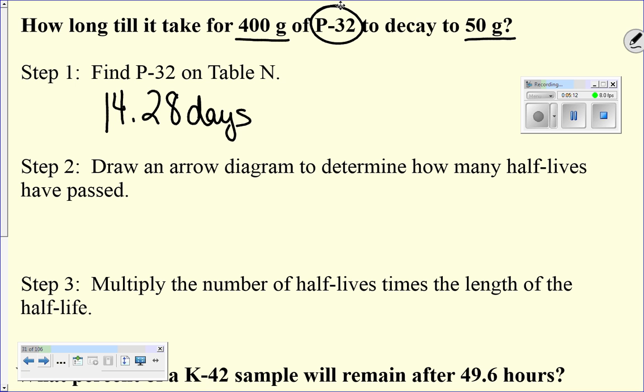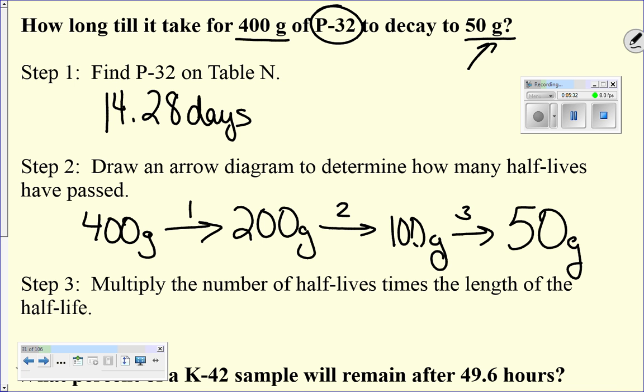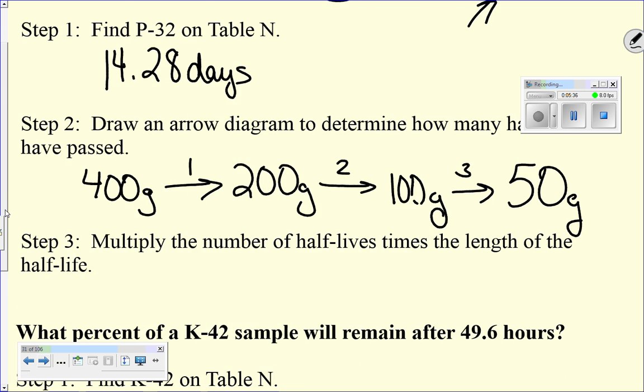So what I actually want to do, I have two amounts, so I'm going to figure out how many half-lives that was. If I start with 400 grams, if I cut that in half once, it'll go to 200 grams. If I cut that in half a second time, it'll go to 100 grams. And if I cut that in half a third time, that's going to take me down to my 50 grams, which is what I want according to the problem. So I went through 3 half-lives here.